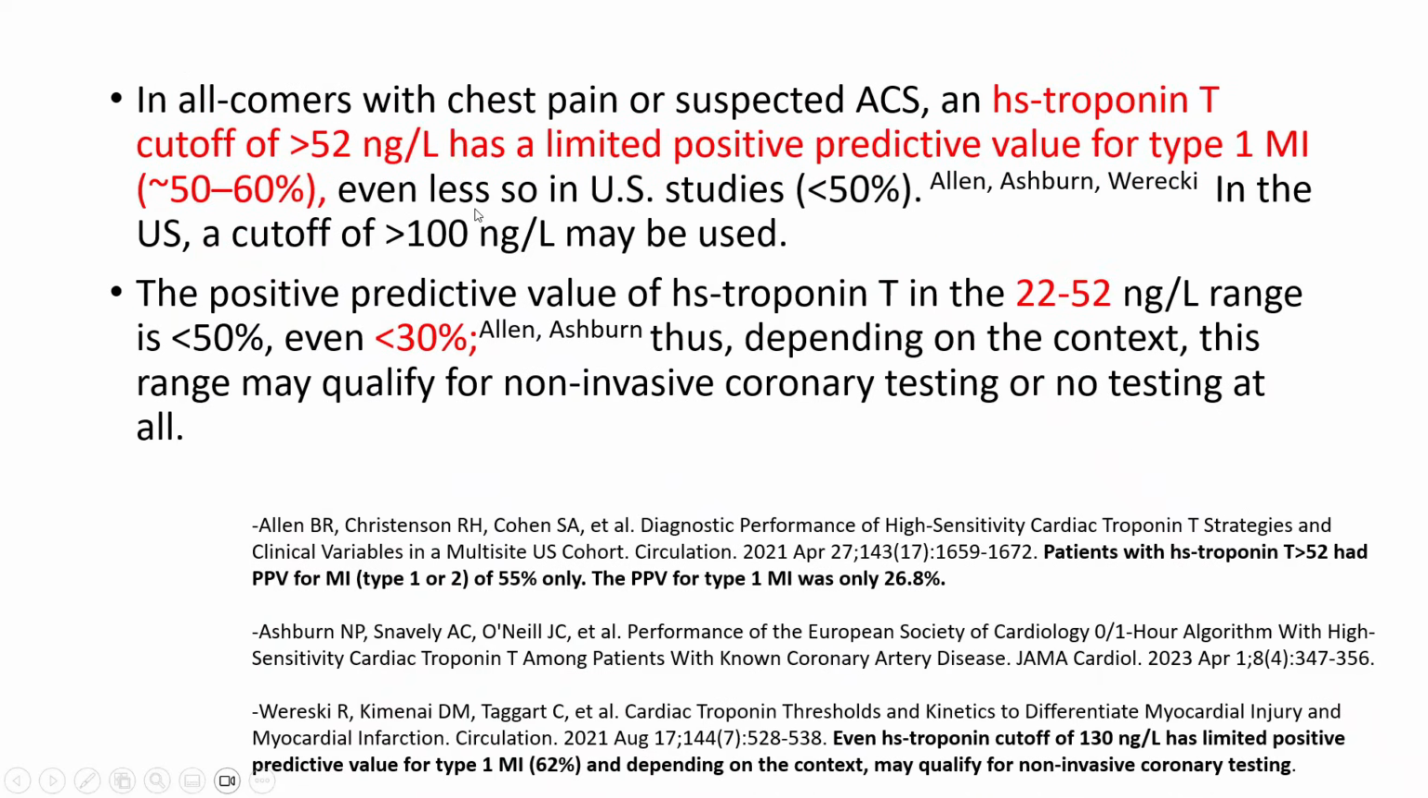Importantly, in all comers with chest pain or suspected ACS, an hs-troponin T cutoff of over 52 nanogram per liter has a limited positive predictive value for type 1 MI of only about 50 to 60%, and even less so in US studies such as those three here. In fact, in this one, the positive predictive value for type 1 MI was even less than 30% for the cutoff of 52. That is why in the US, a cutoff of over 100 may be used.